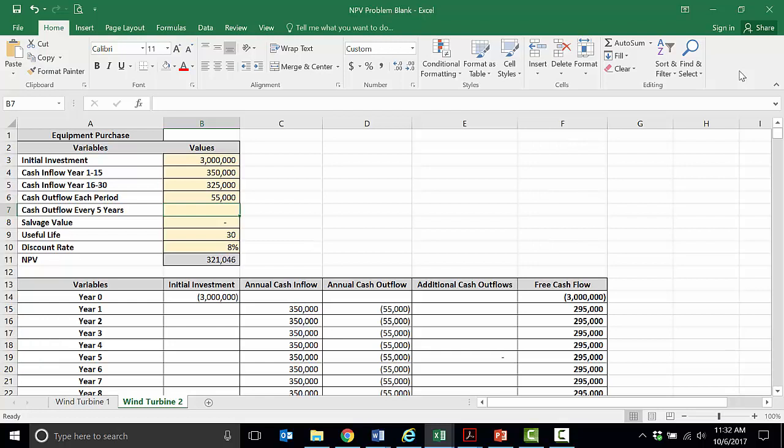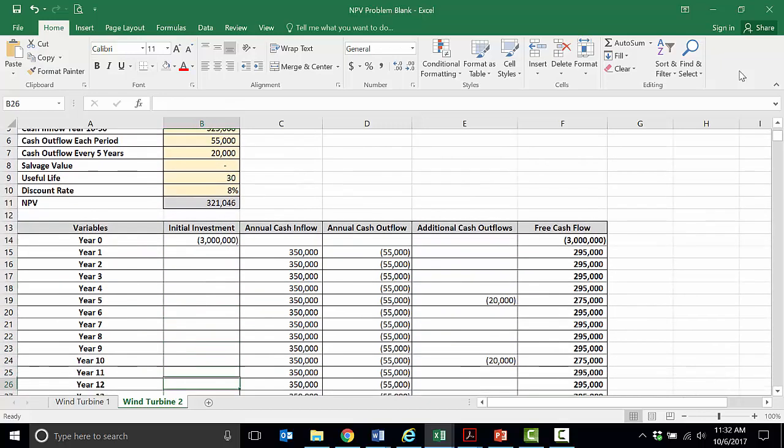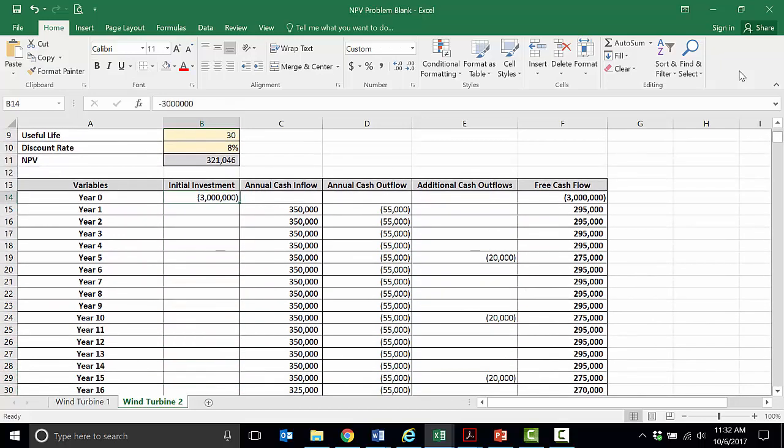But we anticipate that every 5 years, we will have another outflow of $20,000 for more extensive maintenance and updating that needs to be done less frequently than once a year, but still throughout the life of this wind turbine. The table I created below takes all of these inputs and puts them into each year.